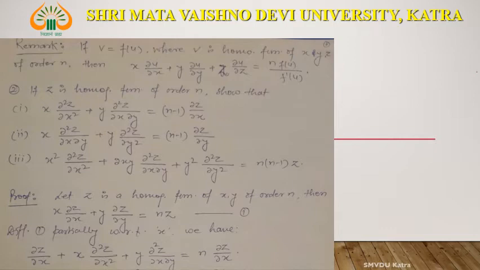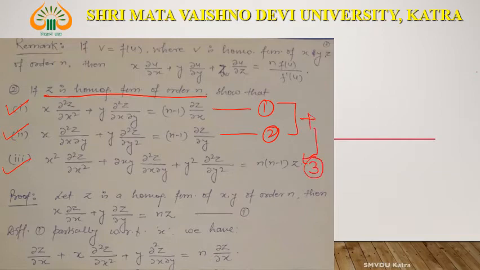If z is a homogeneous function of order n, then we have to prove this, right? We have to prove the first and second, and adding the first and second we obtain the third. The important thing is we have to prove first, second, then adding these two we obtain this result, right? Let us start. What is given?